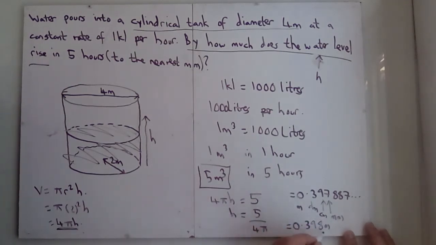So the final answer is 0.398 meters. I'm sure you could give that in millimeters. It doesn't say not to. You could say, well, it's 398 millimeters to the nearest millimeter. That's fine. But this is also fine. So the height is going to rise by 0.398 meters in 5 hours if 1 kiloliter per hour of water is being poured into that tank with radius 2 meters.